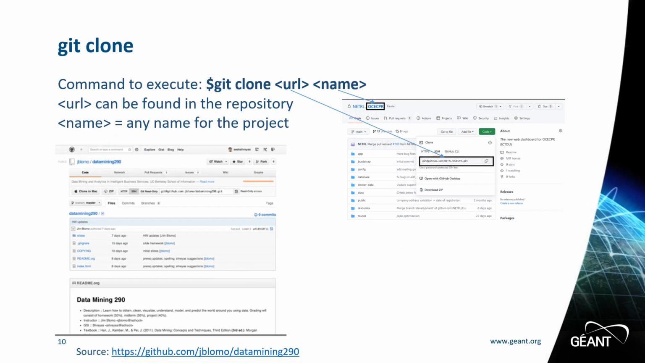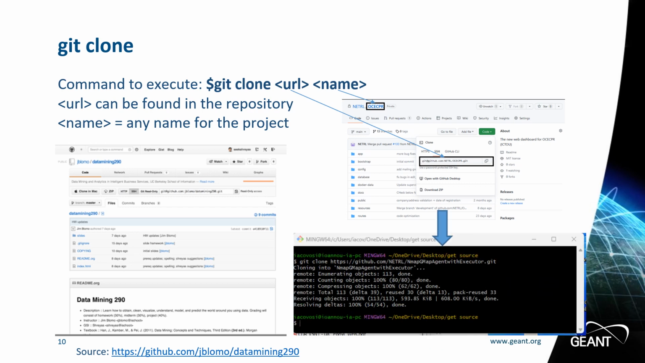To copy a repository to a local computer, the git clone command should be used locally. First, the user should go to the GitHub project that they are interested in working with, or create a new project, and then use the provided URL and project name as shown in the slide. Then execute the git clone command as shown in the figure.